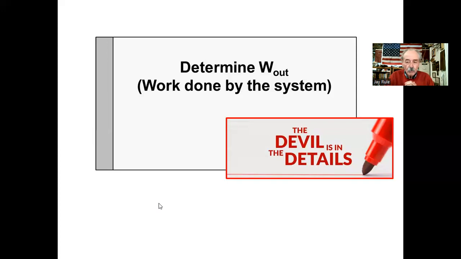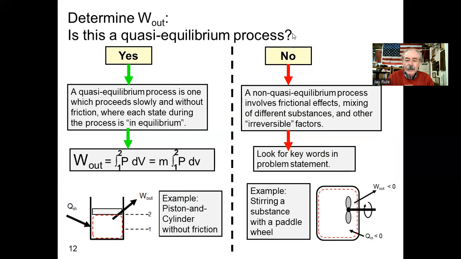Some great questions have come in live on Zoom and also by email. Well, I don't know where to start. What would I do? It asked for W out, I don't know what to do. Okay, let's look at that. It's a little bit like a decision tree in determining W out. The first question you answer yourself is, is the process in the homework problem, test problem, or quiz problem a quasi-equilibrium process? Yes or no?